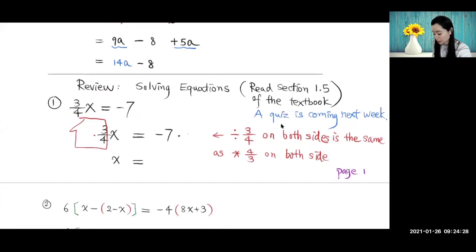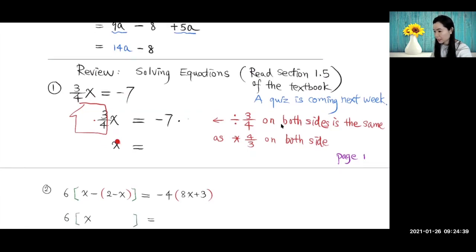To solve this equation, we see that it has the fraction 3 over 4 times x equal to negative 7. I want to solve for x, which means I want to have 1x on the left side and a number on the other side. Now I need to make the coefficient of x become a 1. So I'm thinking, what can I multiply with 3 over 4 so that the coefficient here will be 1? What number do I multiply here so I will get a 1?